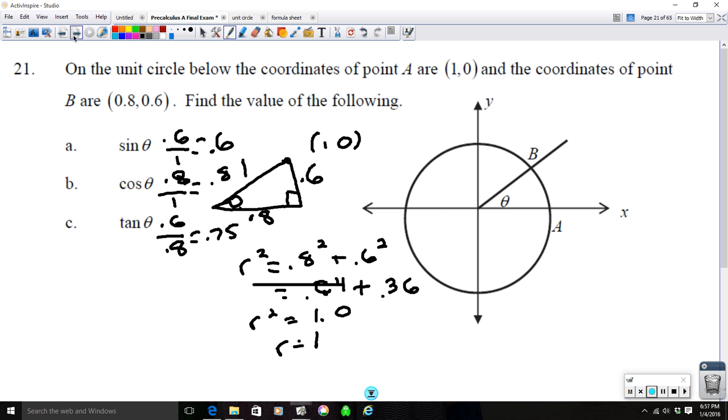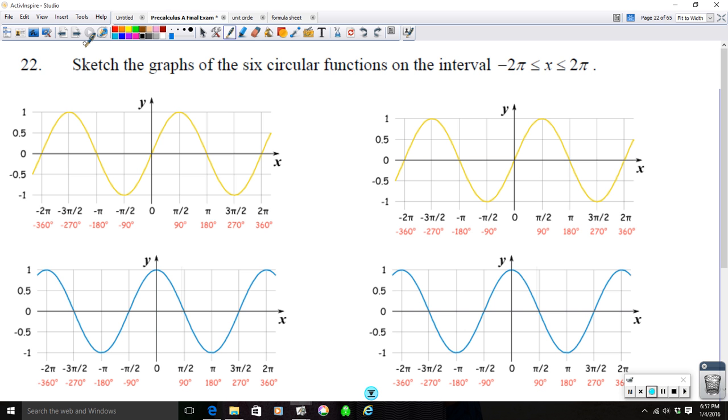For question 22, we are supposed to sketch the graphs of the 6 trig functions. So we do know that between negative 2 pi and positive 2 pi, cosine's ordered pairs are 0, 1, pi over 2, 0, pi, negative 1, 3 pi over 2, 0, and 2 pi, 1. We've learned those earlier in this year. So this is what sine looks like between negative 2 pi and 2 pi.